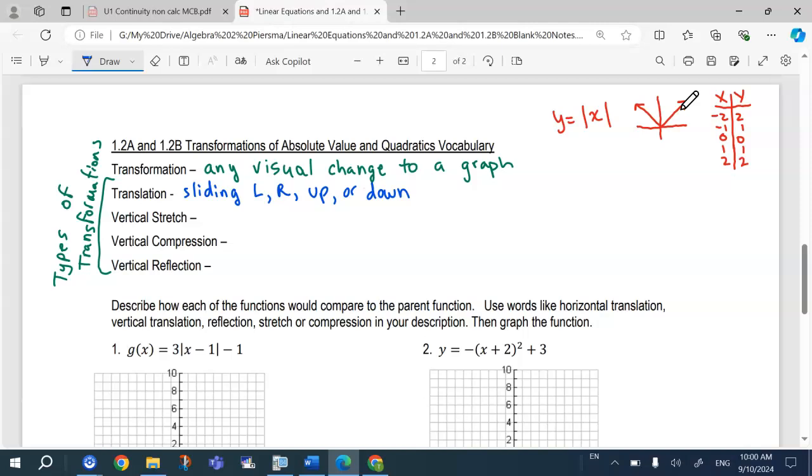So what happens with translations is y equals, like say, absolute value of x plus 2. That's actually going to move us left 2. So it's actually going to move the graph there, left 2. Whereas y equals absolute value of x minus 2 is going to make us move right 2.